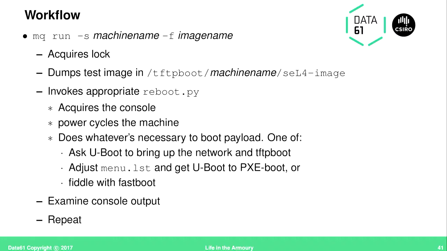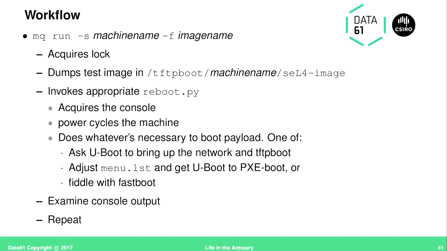After it's got the lock, it copies your image into slash TFTP boot slash machine name slash the seL4 image. It then invokes reboot.py in that same directory. And that reboot.py is a symlink to the one that actually knows how to talk to that particular machine. The reboot.py acquires the console, power cycles the board, waits for U-boot to finish, loads the kernel, and runs it.